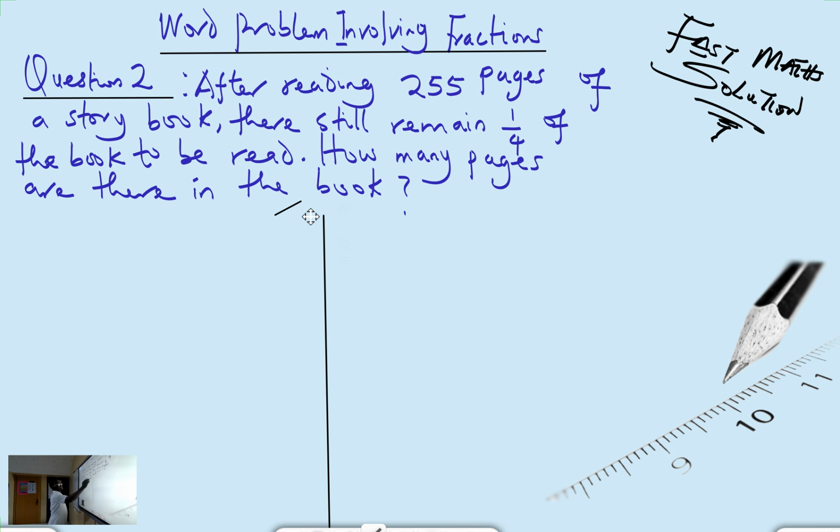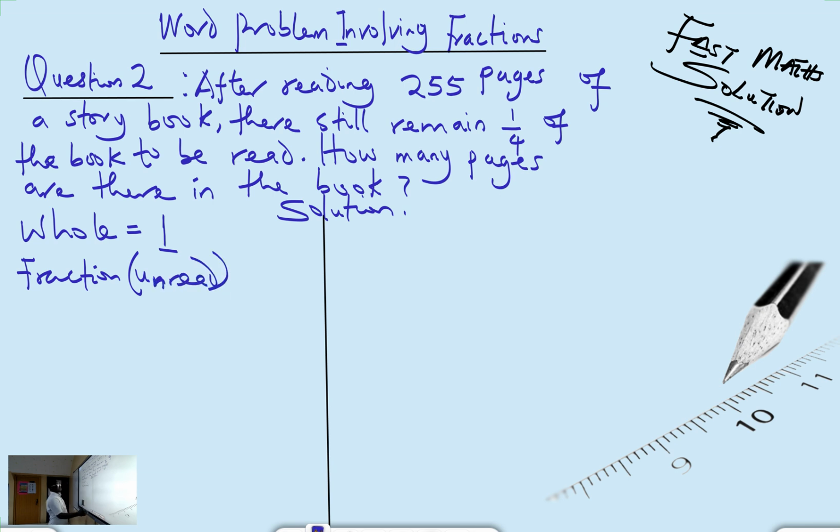Don't forget, the first thing I said is that you establish that the whole is 1. So the whole book is taken as 1. So 255 pages have been read, but they didn't give us the fraction that has been read. They only told us that there still remain 1/4 of the book to be read. So that means the fraction unread, the fraction that has not been read, is 1/4. So what does that suggest to you?